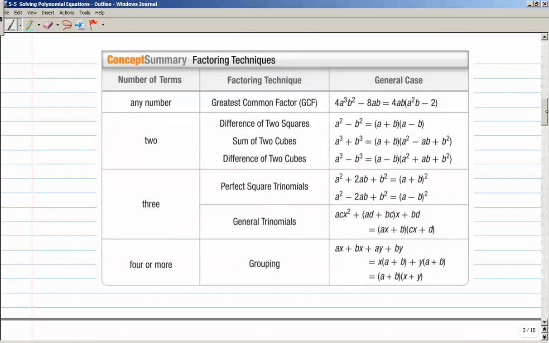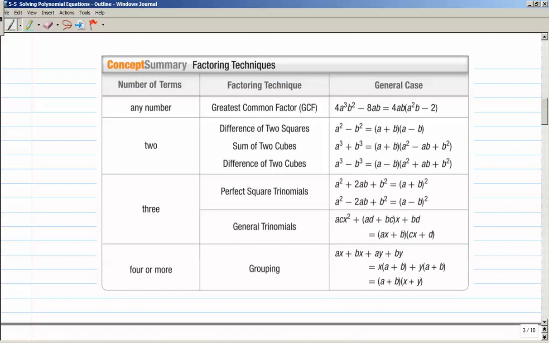So here's an interesting chart from your textbook. It talks about some of the different factoring techniques that you can use. First rule of factoring in my book is always to look for a greatest common factor. And they give you an example, or kind of a general case here. They have to throw in a few numbers, but is there something that you can factor out of each term?